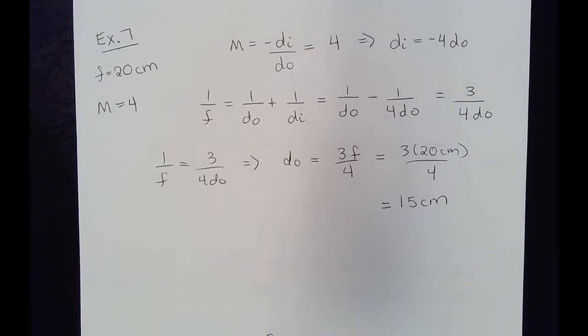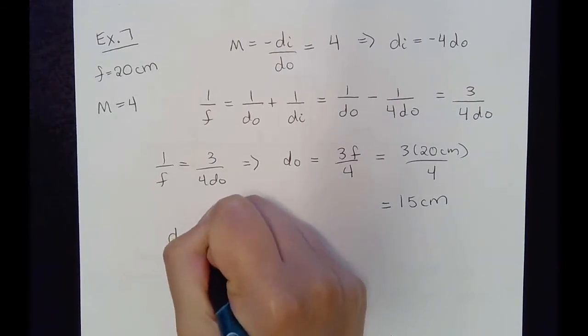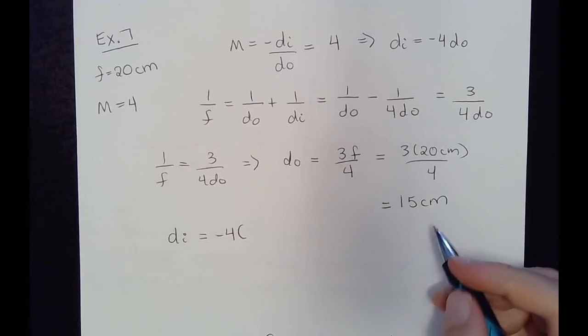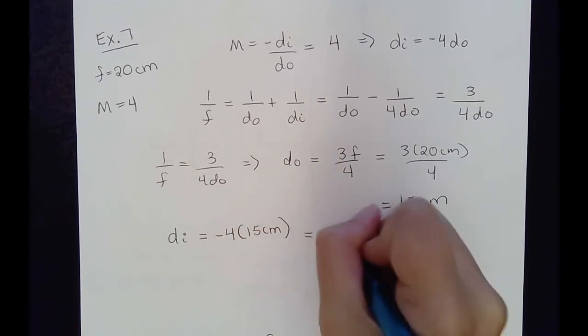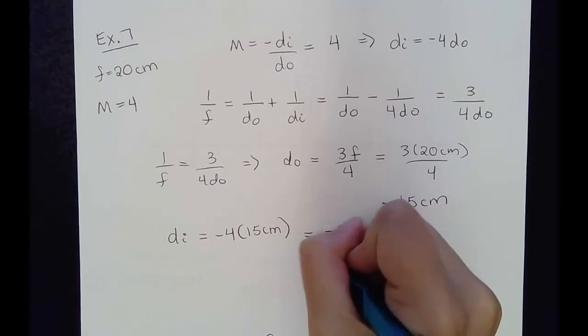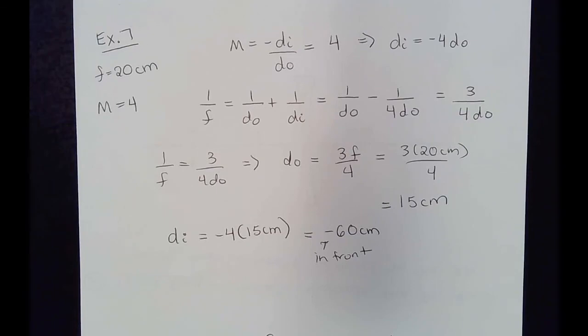It was where should the object be placed? So let's also just calculate the image distance. Since we can here, we have di equals negative 4 times 15. So negative 60. And remember, this means in front of the lens. Okay, let's check with the diagram.